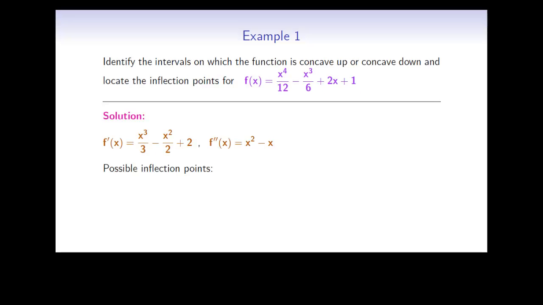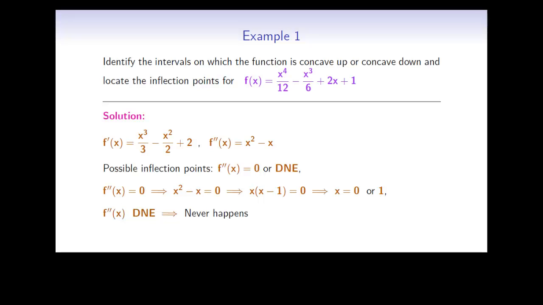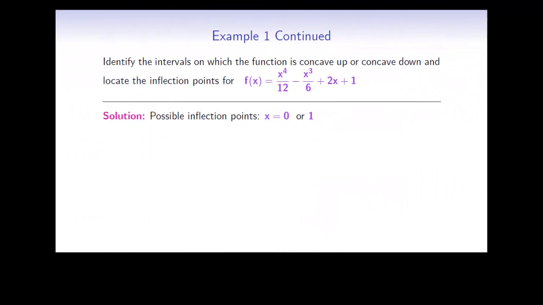To find the inflection points, we need to find out where the second derivative changes sign. The only places where this might happen is where the second derivative is zero or undefined. So let's try to find those x values. If the second derivative is zero, that means x squared minus x is zero. And if we factor this, we see that x is equal to zero or one. Where is the second derivative undefined? Well, x squared minus x is a polynomial, so this is never undefined. So x equals 0 or 1 are the possible inflection points, but we still need to check whether the second derivative actually changes sign at any of those values.